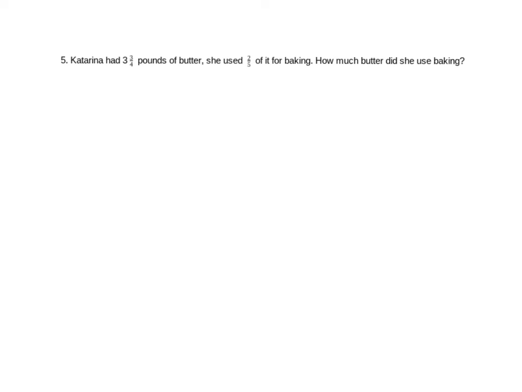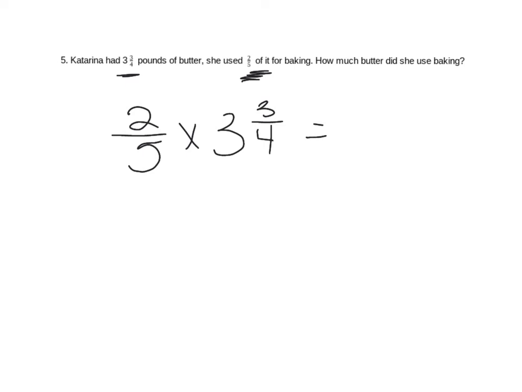Katrina has 3 3/4 pounds of butter. She used 2/5 of it for baking. How much butter did she use baking? She had this much and she used this much of it. So we need to do 2/5 of, which is multiply, 2/5 of 3 3/4. Now there's 2 ways we could solve this problem. We could go fraction times whole number, fraction times fraction, and add them together. Or we could change 3 3/4 to an improper fraction and multiply by 2/5. I'm going to show you that way now.